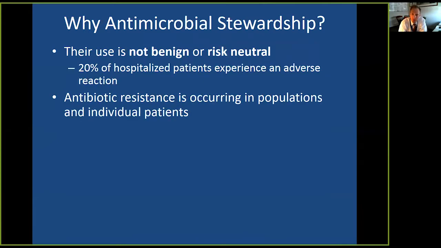So why stewardship? Oh man, we know this, but some numbers to back it up. Antibiotic use is not benign. 20% of hospitalized patients will experience an adverse reaction due to an antibiotic, and that's data from 2 years ago. Antibiotic resistance is occurring in populations and individual patients. You see resistance, I see resistance. This is inevitable, it's coming. Stewardship is one method to slow the development of resistance.